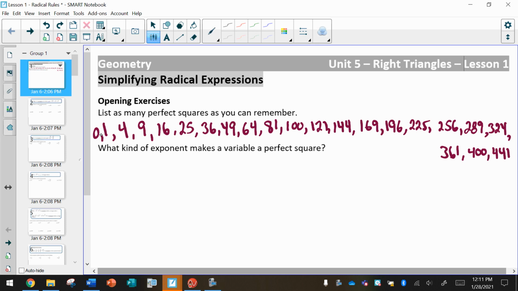What kind of an exponent makes a variable a perfect square? That's obviously an exponent of 2. That's what it means to square something. If we had perfect cubes, it would be an exponent of 3. Perfect quadruples, it would be an exponent of 4. But to square something means to multiply it times itself 2 times. So a square makes a perfect square, exponent of 2.